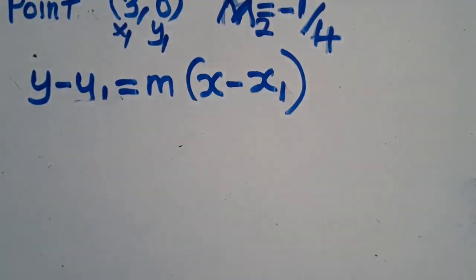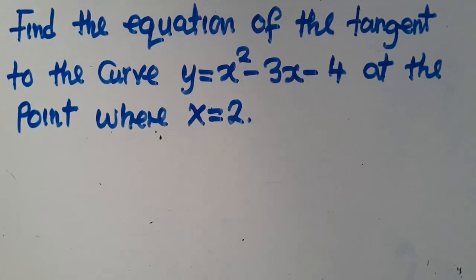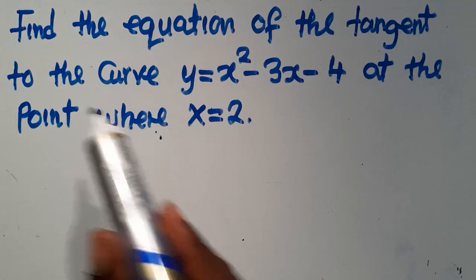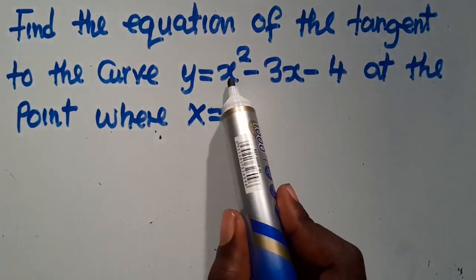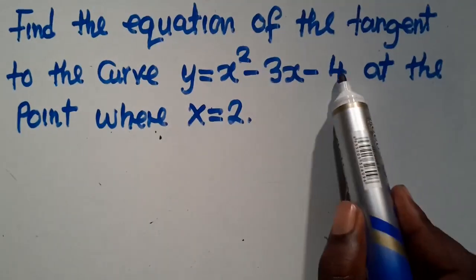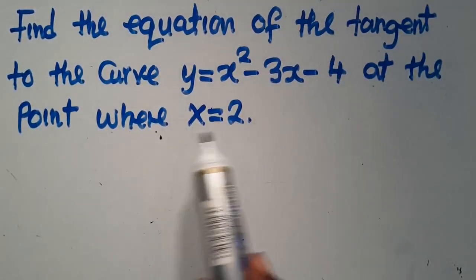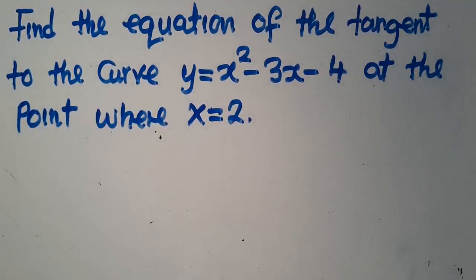Let us move to the other question. This is a 2017 GCE question under calculus, where you are told to find the equation of the tangent to the curve y is equal to x squared minus 3x minus 4 at the point where x is equal to 2. This is what you are told.